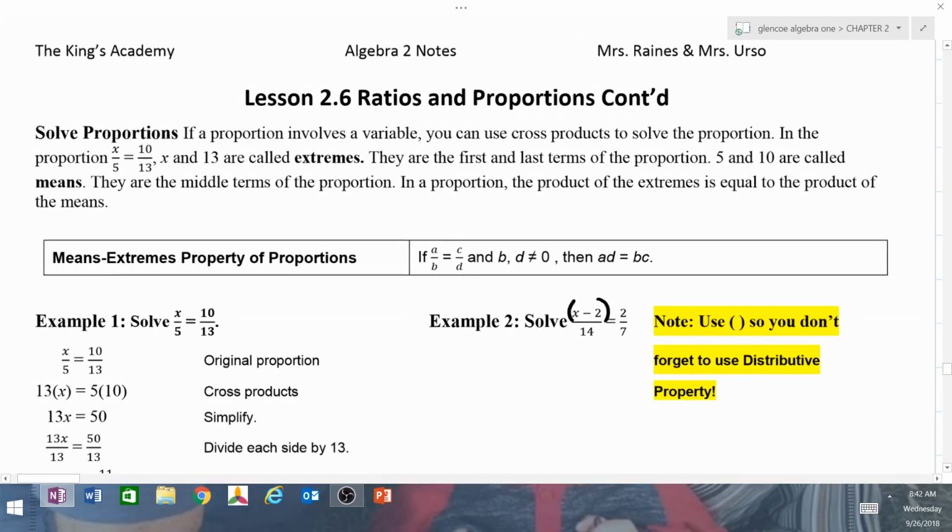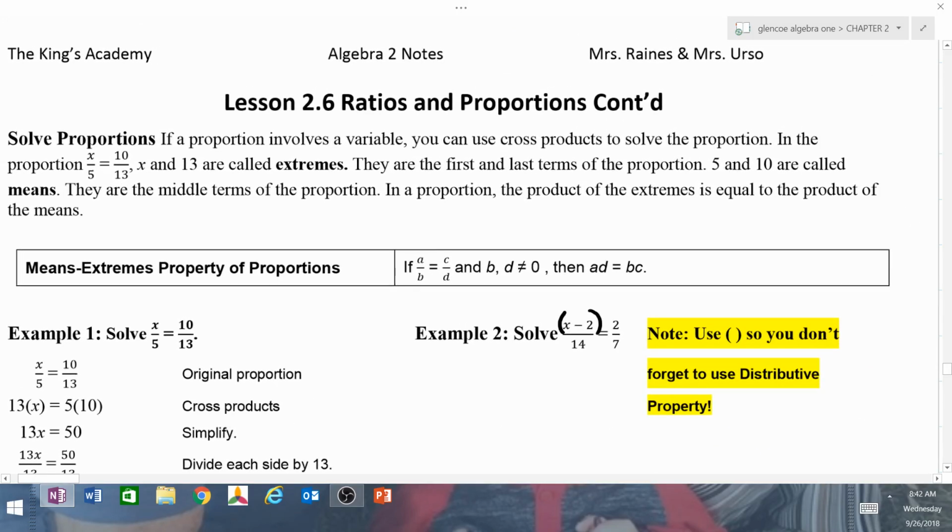Please remember that if a proportion involves a variable, you can use cross products to solve the proportion. In the proportion x over 5 equals 10 over 13, x and 13 are called the extremes. 5 and 10 are called the means. In a proportion, the product of the extremes is equal to the product of the means.